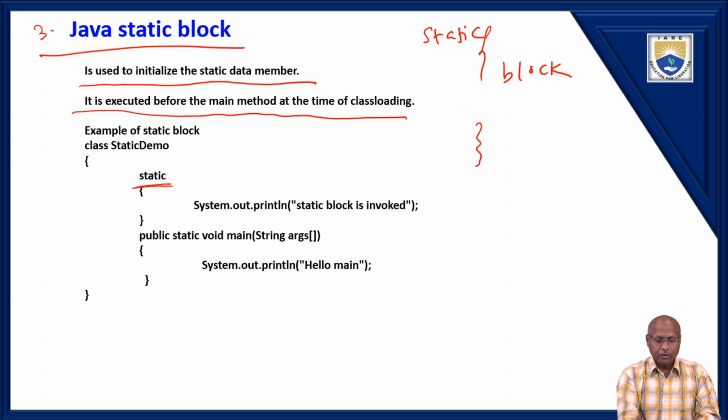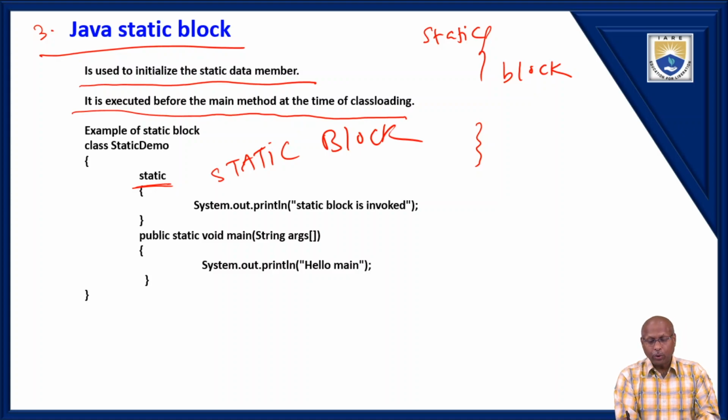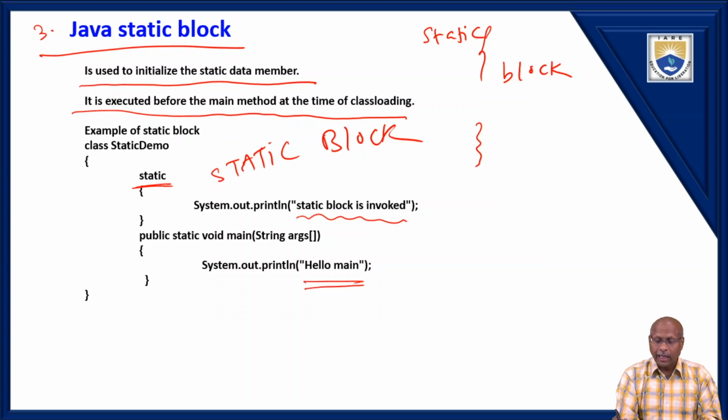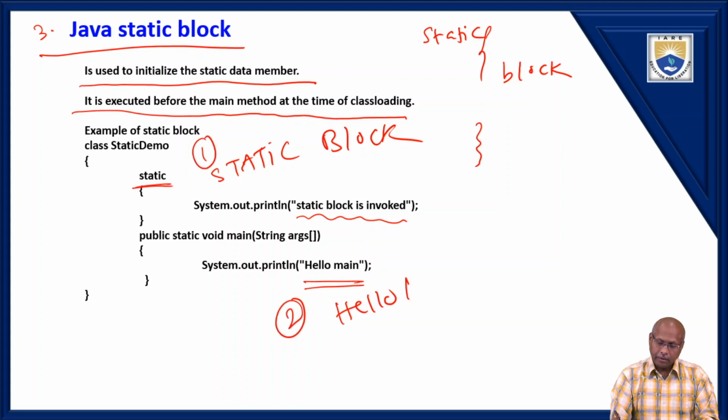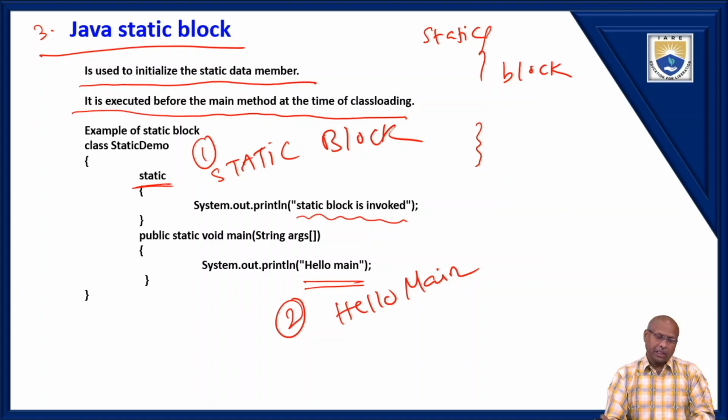Class static demo. Here, this is my static block. In the static block, I wrote a message: static block is invoked. So first it will display. Then the control goes to the main method, where it prints hello main. This is the first statement, this is the second statement. So this is the way the static block works.